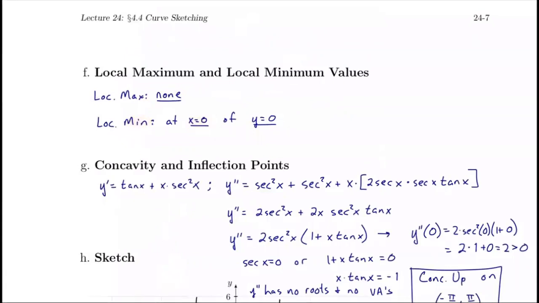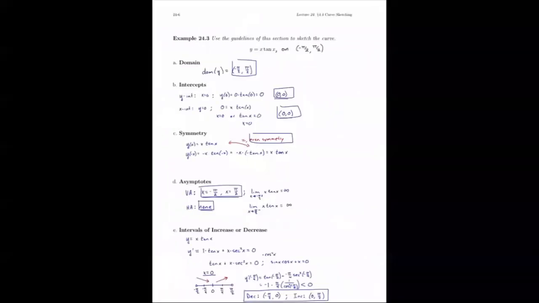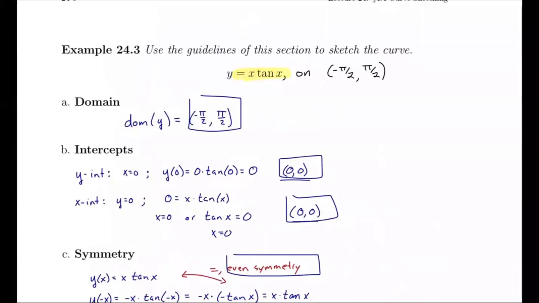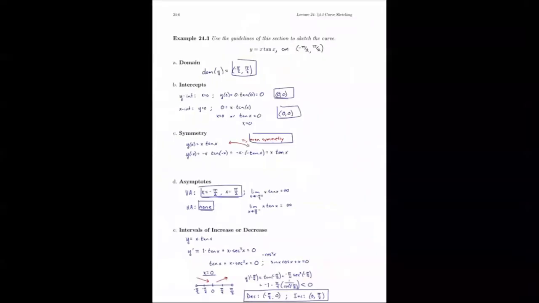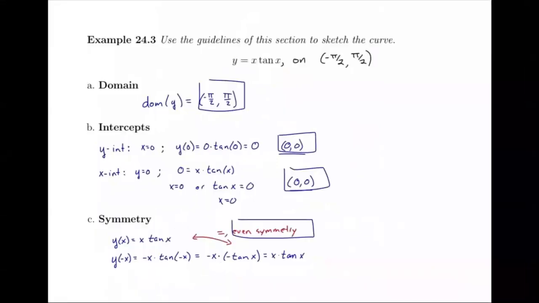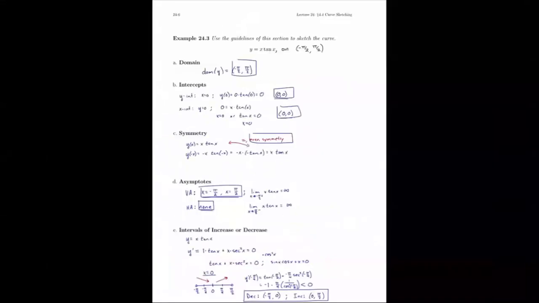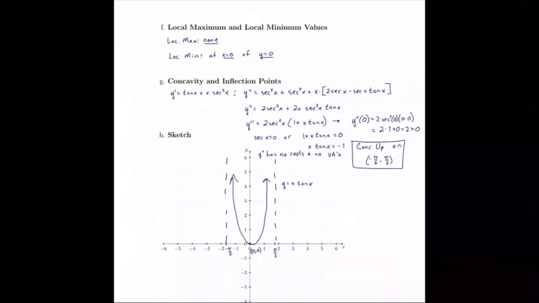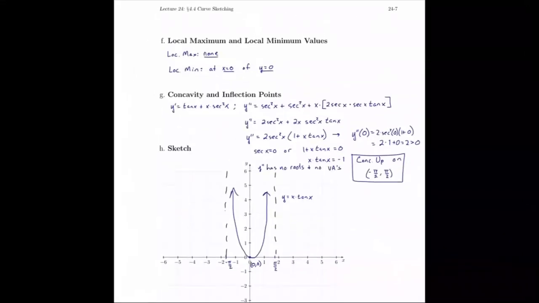What is that local minimum? Well, x equals 0 is where it occurs. Plug that into our original function. Oh, when x is 0, y is 0. The point is (0, 0) for our local minimum. Incidentally, (0, 0) is also our intercept. What a coincidence.